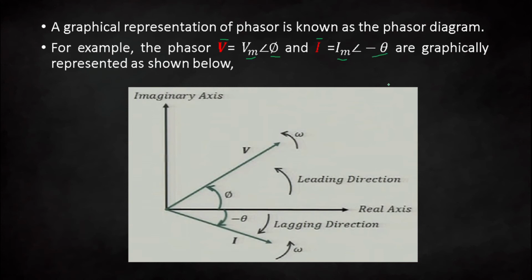Okay, so let me first draw V bar equal to Vm at an angle phi. So V bar has this magnitude of V, having some phase displacement phi. In the same way, I bar has a magnitude of Im and a phase displacement of minus theta. So we can say that your current is lagging the real axis by theta degrees, and your voltage is leading the real axis by phi degrees.